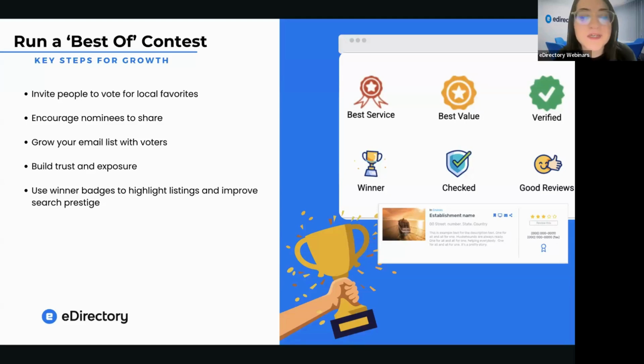People get super excited about contests, so this is great for you to be known, to have more brand awareness, and use winner badges to highlight listings and improve search prestige. We have this feature called badges on eDirectory that you can add there, like winner or best service, best value, good reviews. You can add anything there. Winner of 2025, for example. And while searching for businesses, as you can see in the little example here, we have the templates for the results page that show the badges. So, people can see the winners while they are searching for it. So yeah, it's super good.